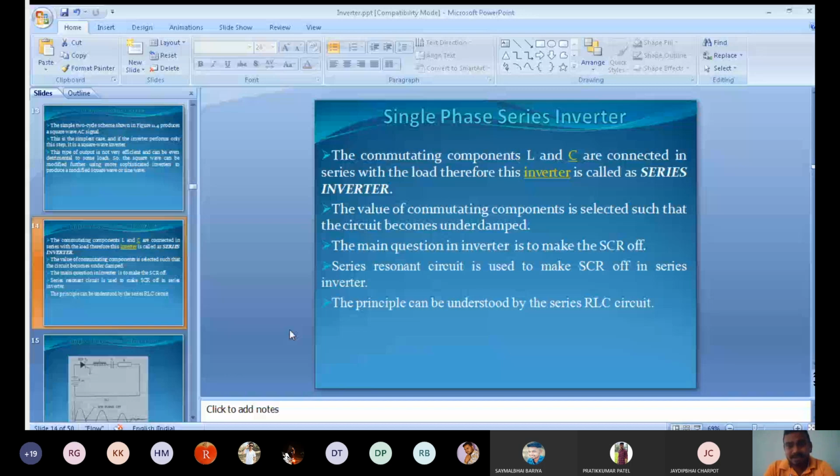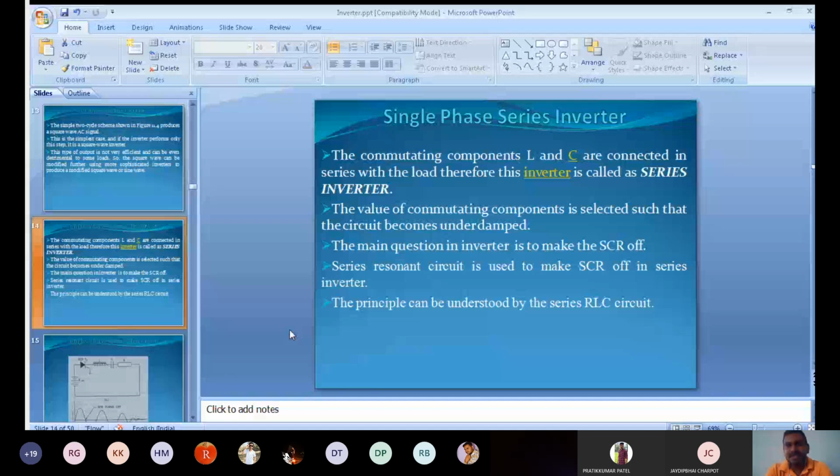Then the question is how can we make the SCR off? Okay, so a series resonance circuit is used to make the SCR off in the series inverter. Here, how can we make the SCR off? By using a series resonance circuit. How does the series resonance circuit consist? By using components L and C.